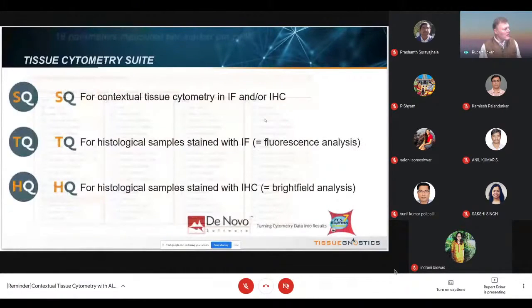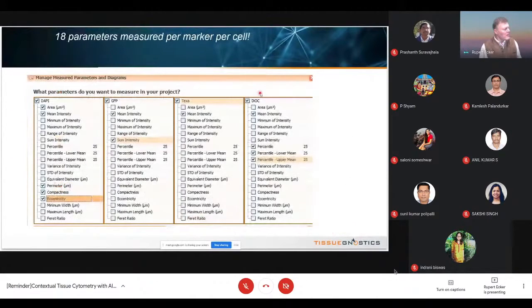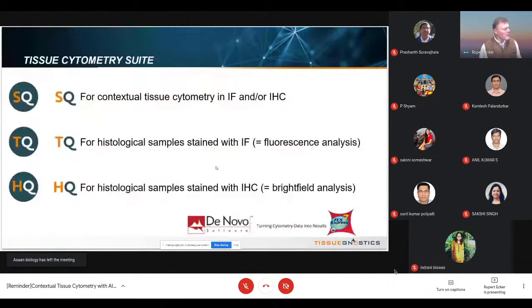Here you see that up to 20 parameters are available per marker. There are intensity-related or shape-related parameters. The analysis options that are available are called HistoQuest, which is histological analysis, single-cell analysis in histological samples, TissueQuest, single-cell analysis in fluorescence, and our high-end solution for contextual tissue cytometry is called StrataQuest.